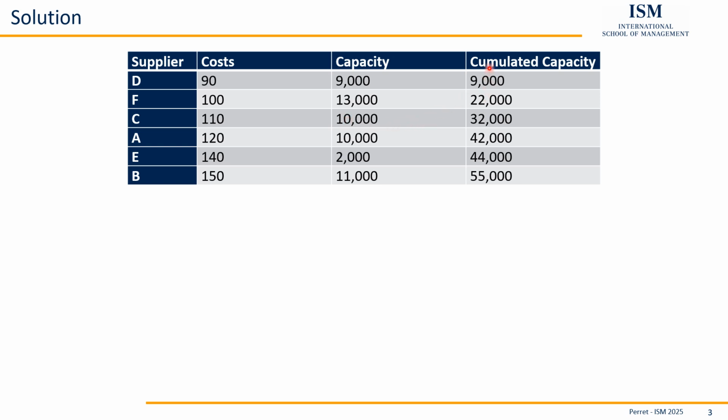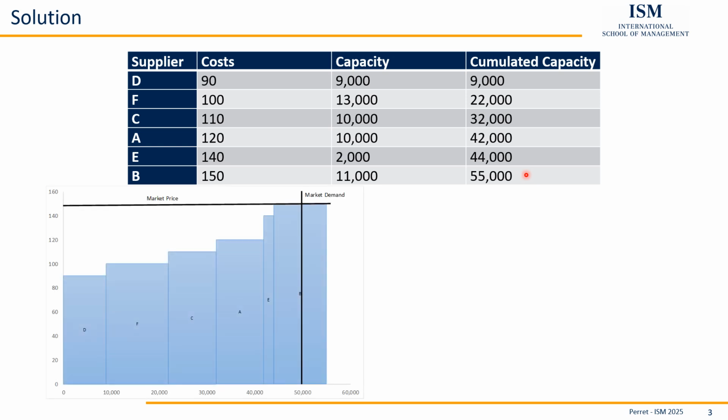Cumulated capacity means we're going to take the cumulated capacity from the group before this and add the capacity of this supplier. So, well, it starts at 0, so 0 plus 9,000 giving me 9,000. Here I have 9,000 plus 13,000, 22,000. Here 22 plus 10 gives 32. Here 32 plus 10 gives 42. Here 42 plus 2 gives 44, and here 44 plus 11 gives 55. That's everything, as I said, what I need for the construction of this graph.